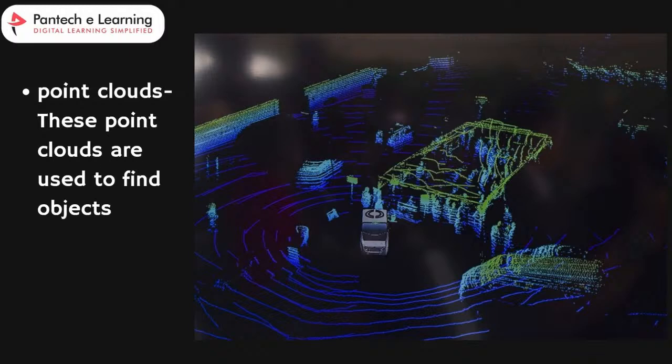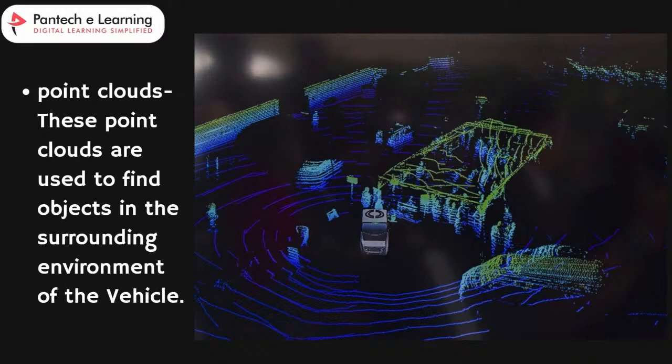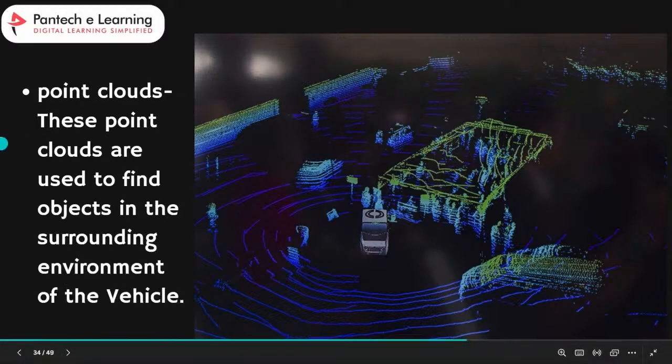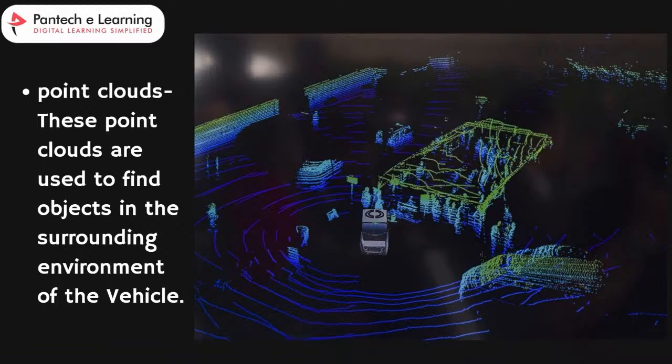So, point clouds. What are point clouds? Here you can see these are point clouds. Point clouds are like 3D maps made up of millions of individual points in space. Each point represents a specific location in the environment. How are they used? Point clouds are used to understand and visualize the surrounding environment of a vehicle.